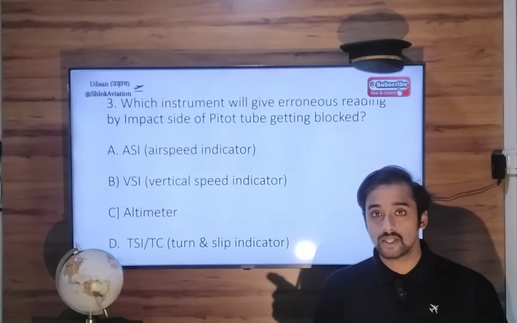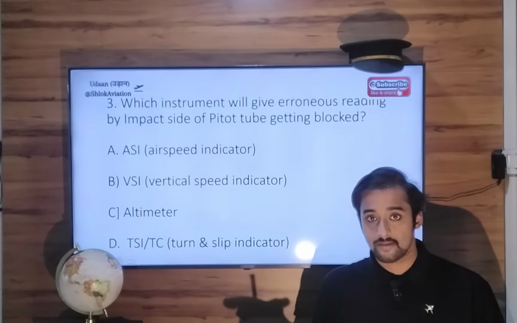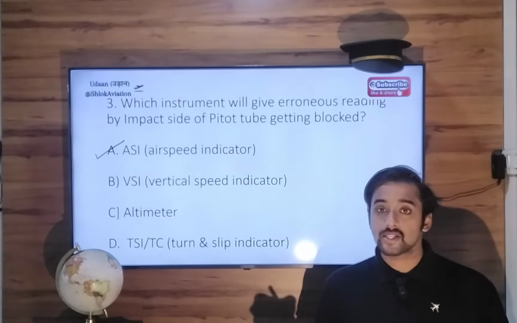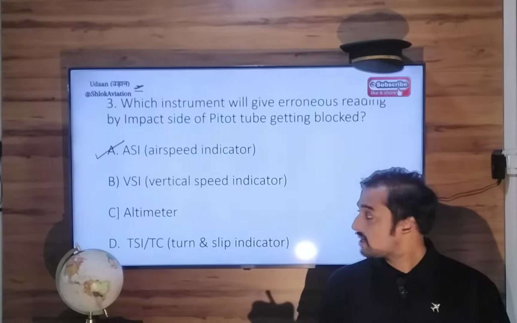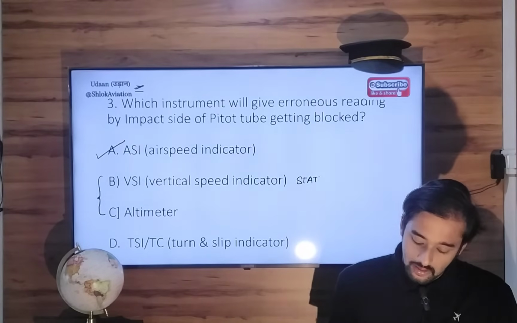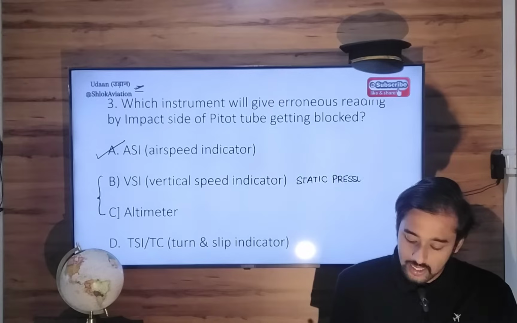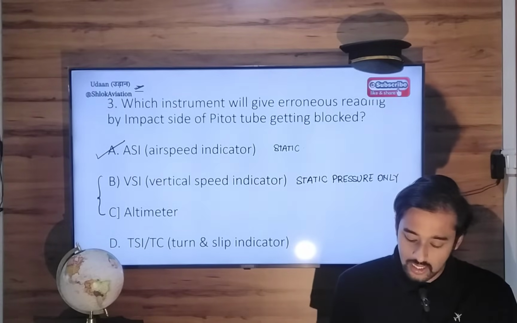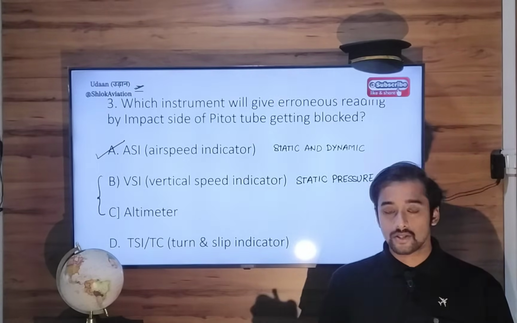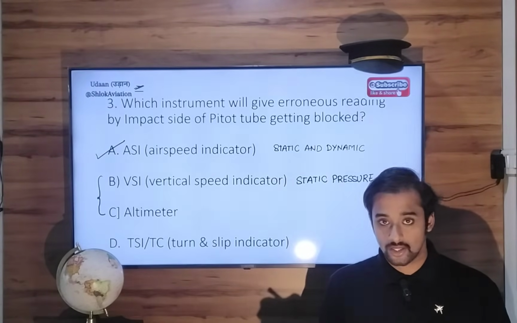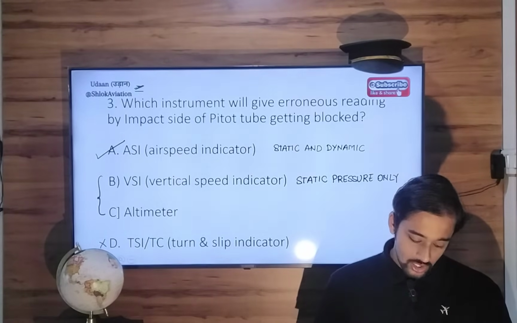The only pressure instrument which works on pitot pressure and hence is dependent on pitot tube is your airspeed indicator. Whereas vertical speed indicator and altimeter are also pressure instruments, but they work on static pressure only. Whereas your ASI works on both static pressure and dynamic pressure, which is your pitot pressure. Okay, so option D can be eliminated because turn and slip indicator isn't a pressure instrument, it's a gyroscopic instrument. So that is wrong.